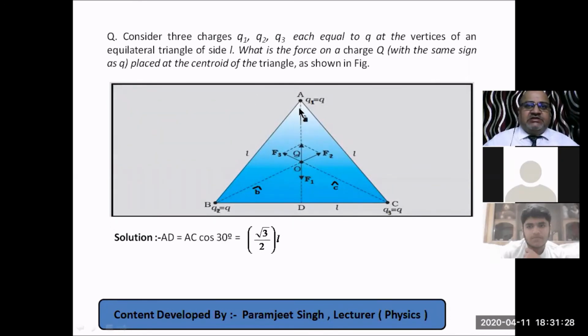But we need this distance. We know the charges, capital Q and small q. Distance we know: AO. According to geometry, this AO distance is 2 by 3 of AD. AD is root 3 by 2 L. Put the values of AD, we get AO is 1 by root 3 L. AO is 1 by root 3 L, BO is 1 by root 3 L, CO is 1 by root 3 L.